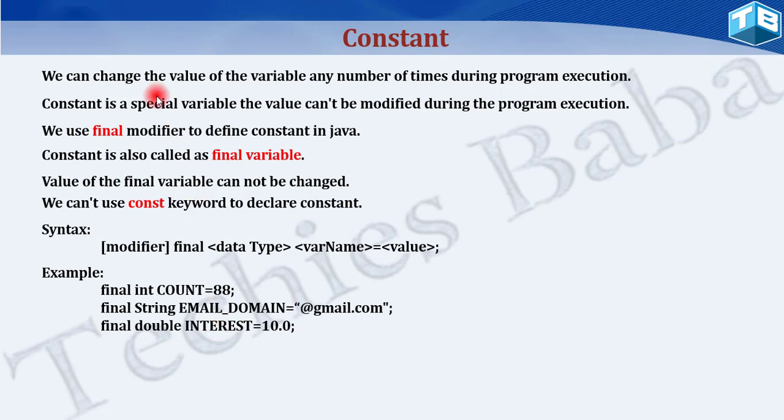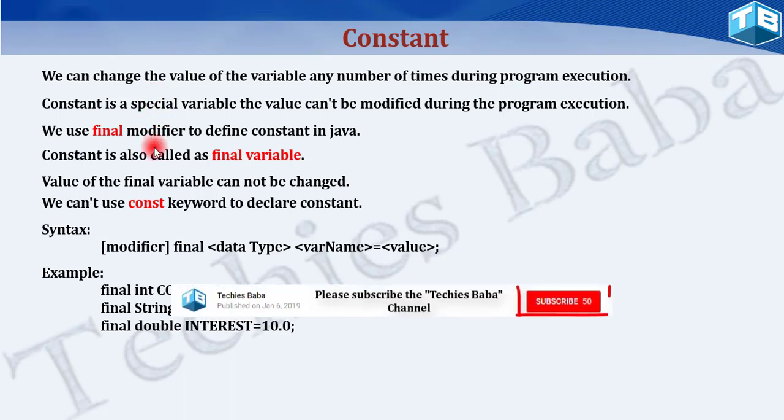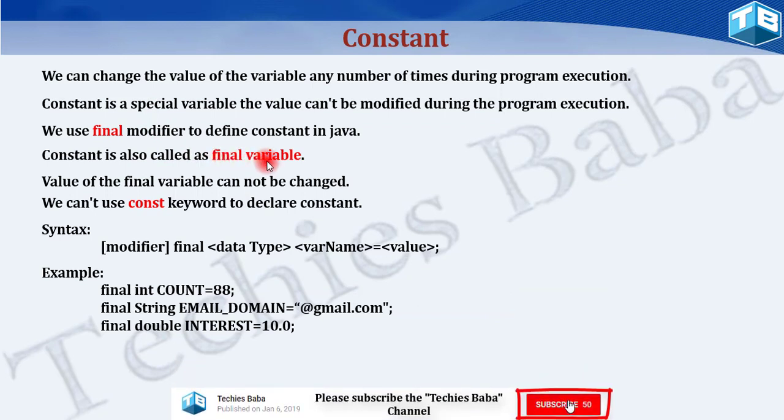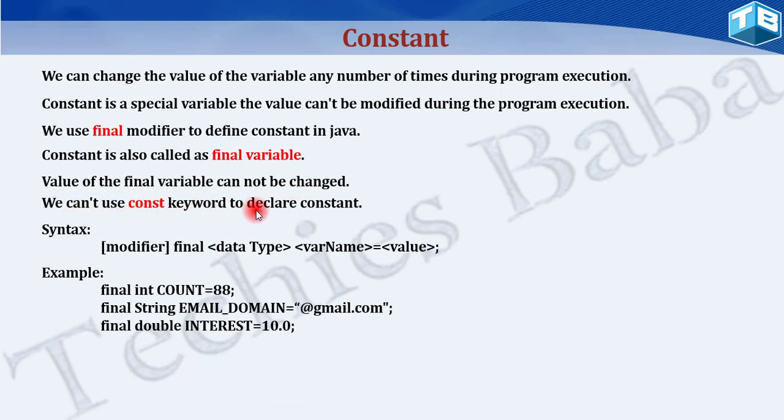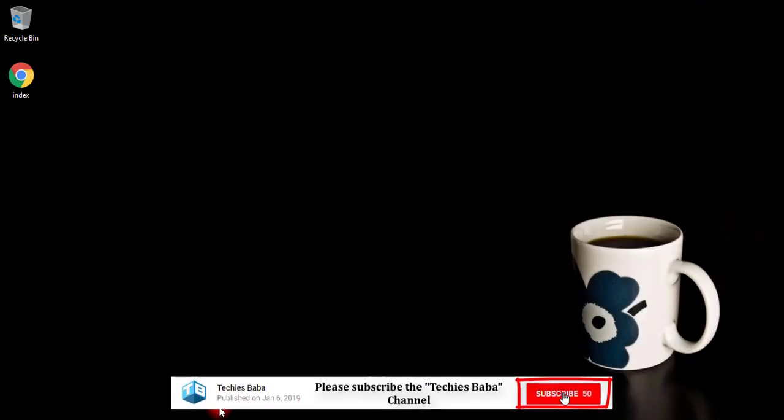Variable means the value can be modified, but constant means the value cannot be modified. In Java, constant is called as final variable because we are using the final modifier to define that. And once you have the final variable, you cannot modify the value. We cannot use the const keyword to declare a constant in Java. There is a reserved word in Java called const, but that cannot be used to define the constant. Now let's see programmatically how it is.